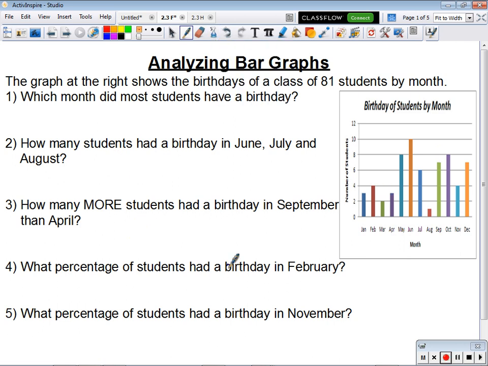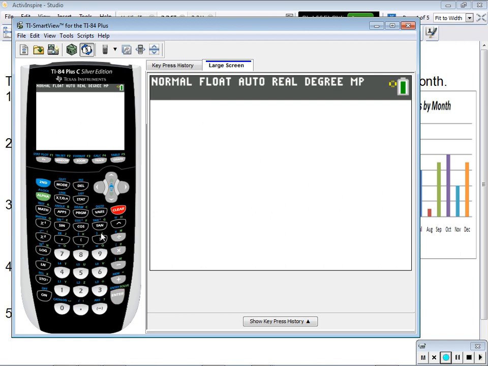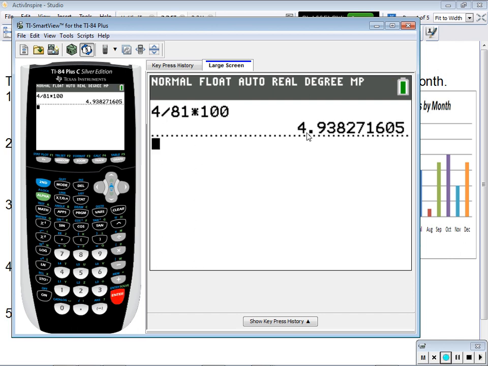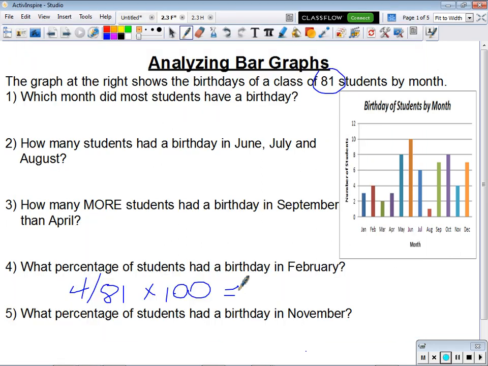For number 4, what percentage of students had a birthday in February? So to take this value and convert it to a percent, and we talked about this when we did some different things with circle graphs, what I want to do is first take how many students had a birthday in February, divide it by the total number of students, which would be 81, times 100. So when I take my calculator here, I got 4 divided by 81 times 100, and we'll round this to the nearest percent. So since this is 4.9%, since it's 0.9, we'll call this 5%. So we'll say that about 5% of the students had a birthday in February.